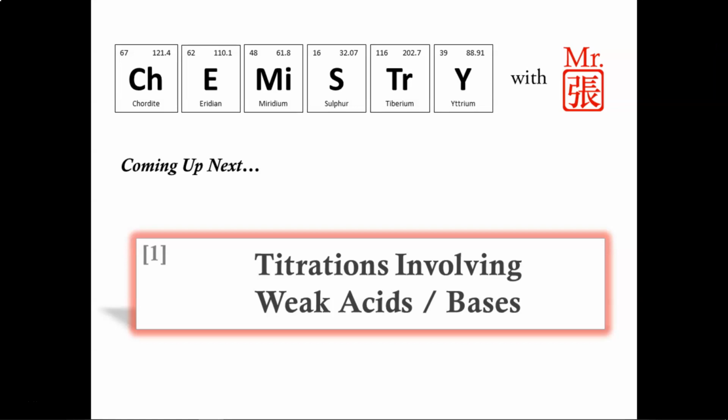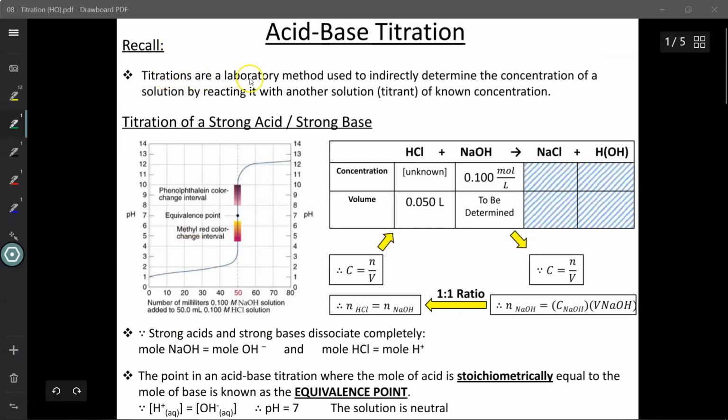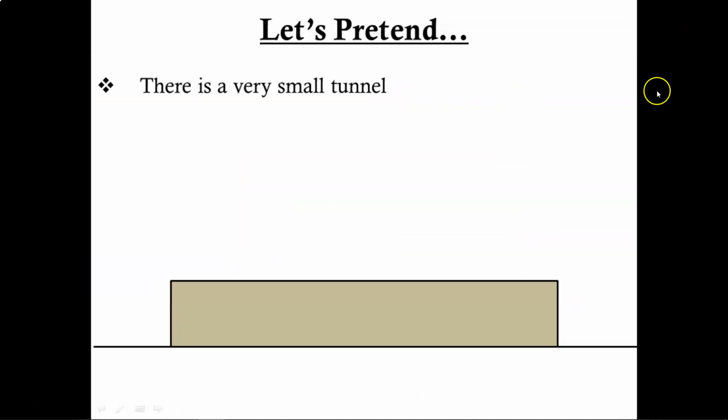In this video tutorial, we will look at titrations involving weak acids and bases. If you recall, titrations are a laboratory method used to indirectly determine the concentration of a solution by reacting it with another solution, also known as a titrant, of a known concentration. So what does it mean to indirectly measure something?